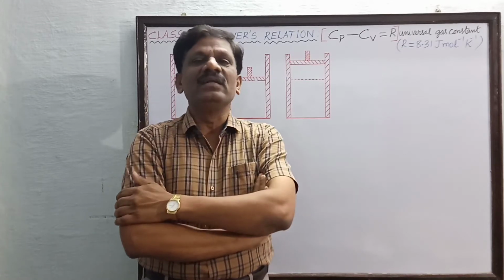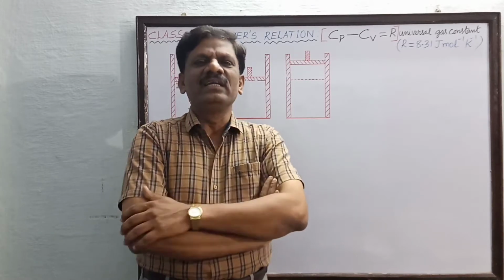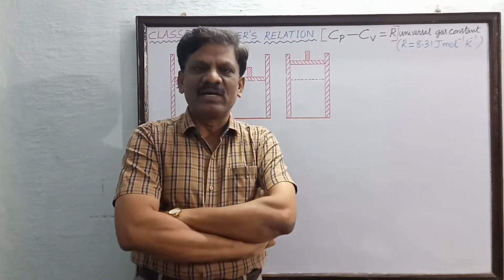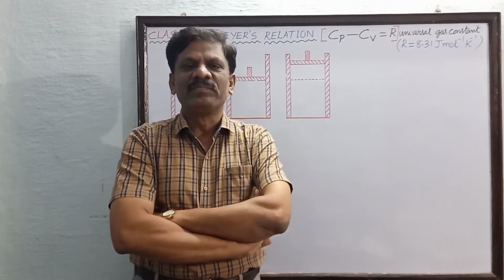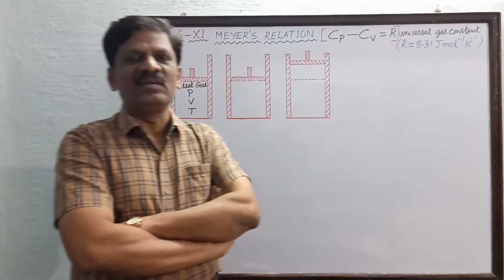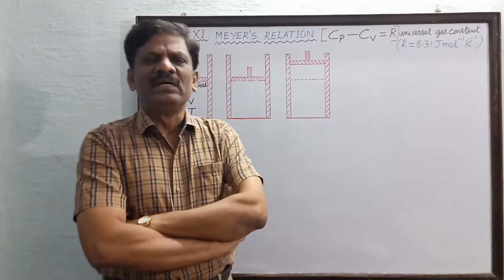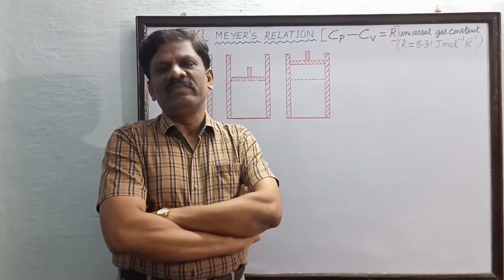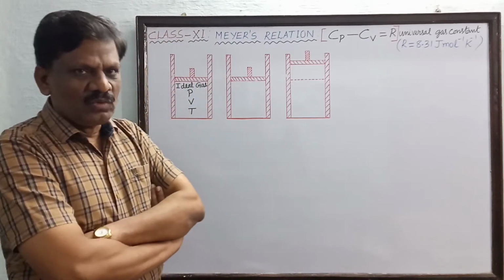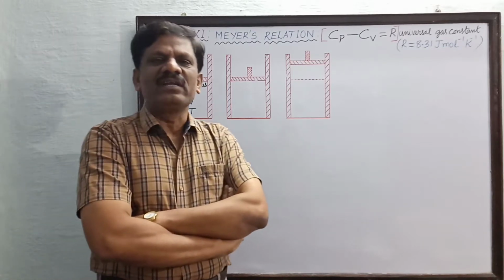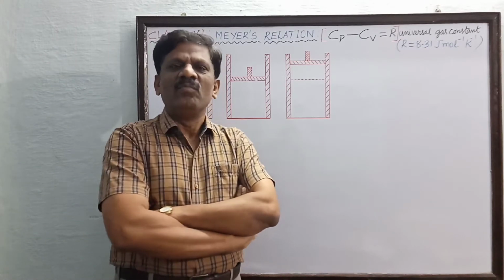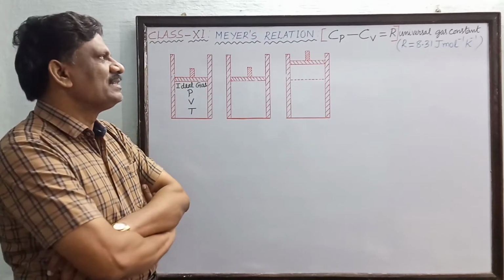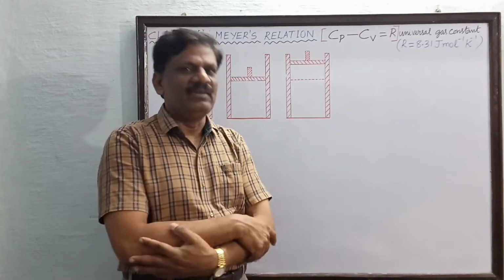For solids and liquids, the specific heat capacities will be fixed. That means the solids and liquids have only one value of specific heat capacity, while the gases have infinite number of specific heat capacities. Among the infinite values, all are not significant. Only two are very significant. And those two specific heat capacities for a gas are called the molar specific heat capacities, or the principal specific heat capacities, namely Cp and Cv.